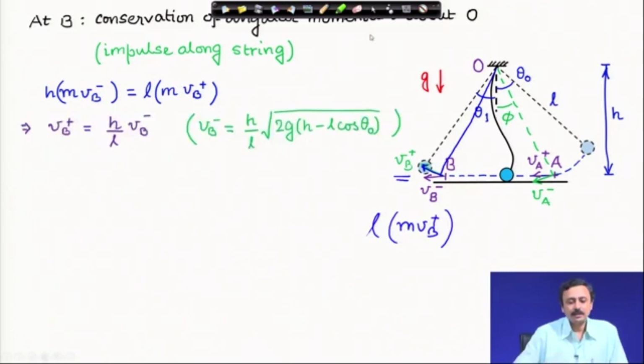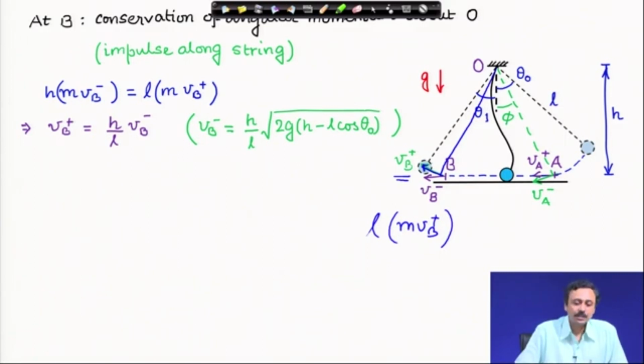These two things done, it is straightforward to determine V B plus. Mass cancels out. So, V B plus is h by L times V B minus, and V B minus, remember, is V A plus, which we have just now derived, and I have written out the expression for V B minus. You can find V B plus. Now, what do we do with V B plus?